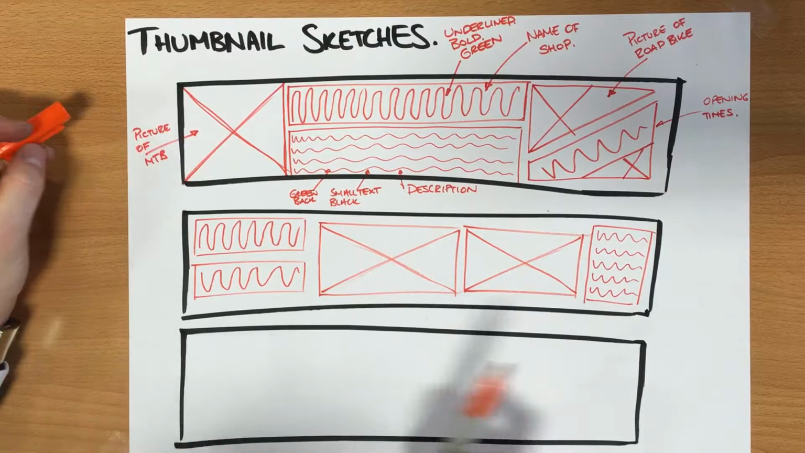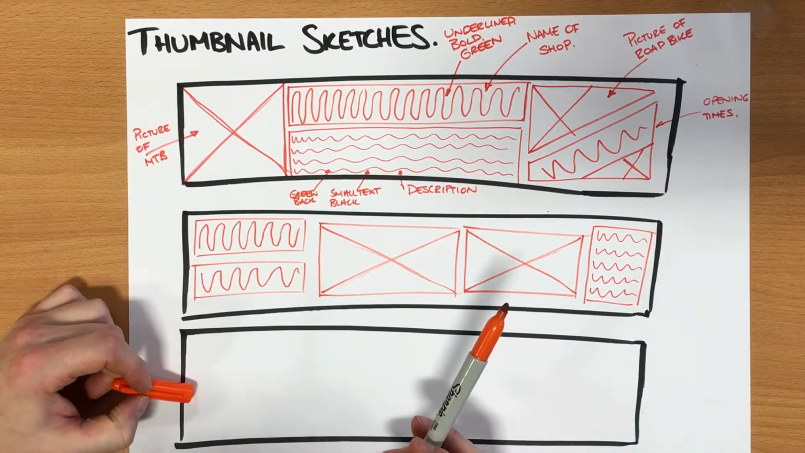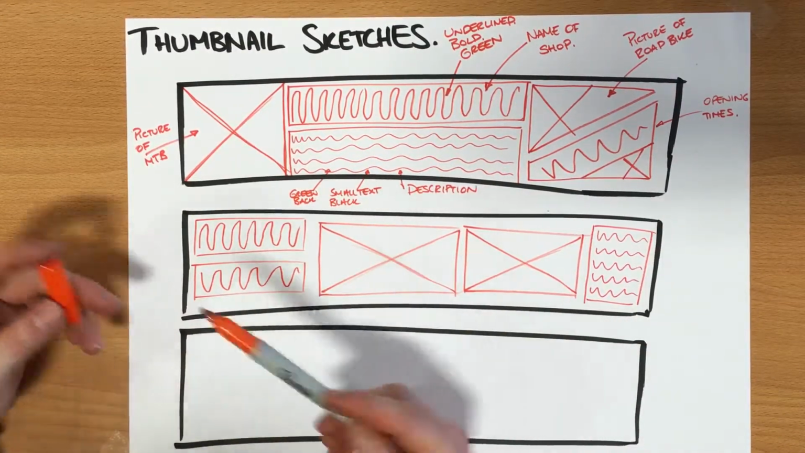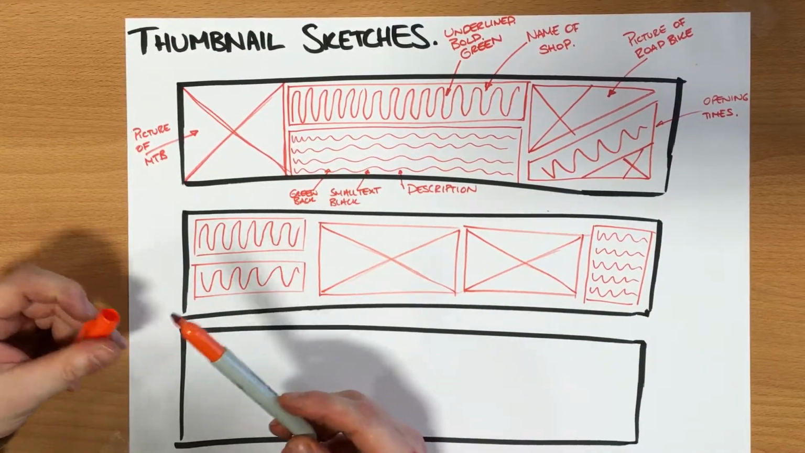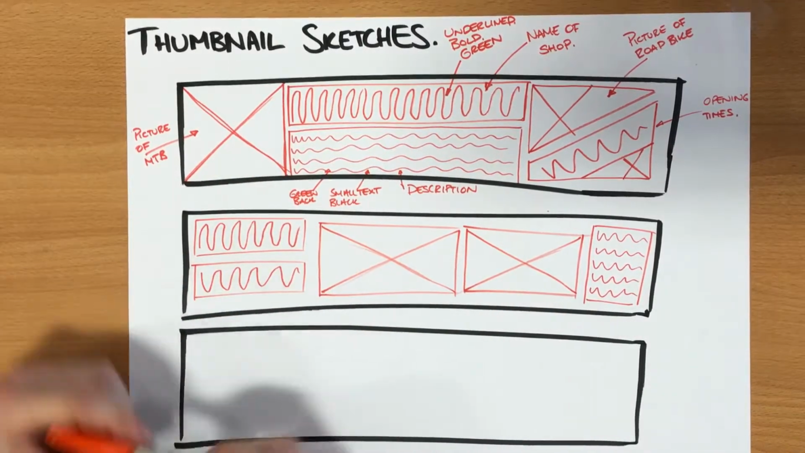Okay, so by the end of this lesson, you should have 1, 2, 3 different layouts, all labeled up with exactly what kind of colors, what kind of fonts, what your pictures are going to be of. You should have all of that done in there. All right.